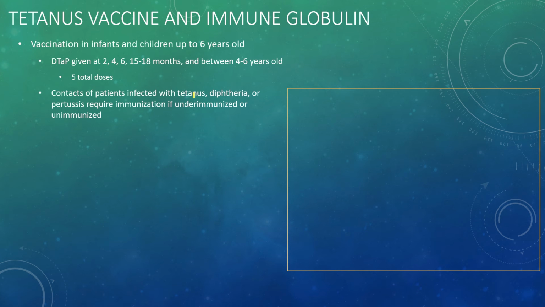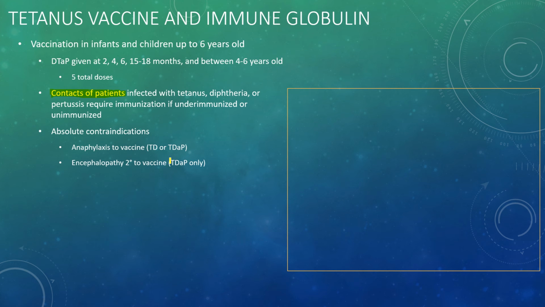Also, contacts of patients affected with tetanus, diphtheria, or pertussis require immunization if underimmunized or unimmunized. So contacts of exposed patients, if they don't have a full vaccination history, need to be vaccinated. Some absolute contraindications to tetanus vaccine are anaphylaxis to the vaccine. So if you have anaphylaxis, you don't want to give diphtheria, TD, or Tdap because of the high risk of future anaphylaxis and possible death.